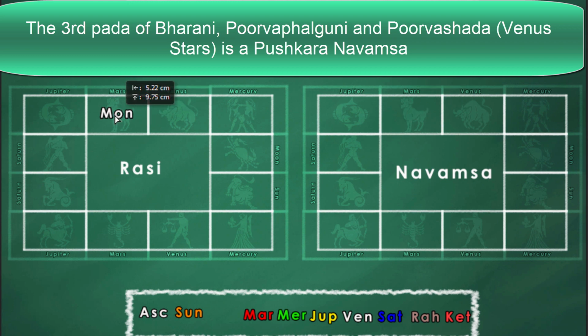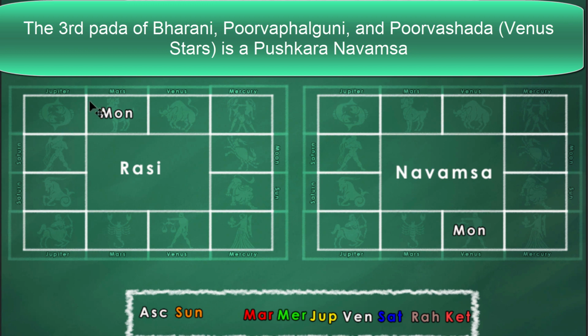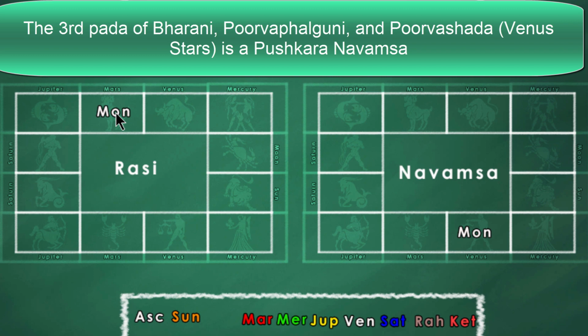The moon, if it happens to be in Bharani third pada, which is a Pushkara Navamsa, then in the Navamsa it has to be placed somewhere in this place, and the counting starts from this as the first Navamsa. So this is Ashwini 1, Ashwini 2, Ashwini 3, Ashwini 4, Bharani 1, Bharani 2 and Bharani 3. Now this is a Pushkara Navamsa. So this actually means if anybody has any graha in the Rashi chart in this place, Aries or Mesha, then in the Navamsa chart, the same graha here is found in this place, which is in Tula Navamsa or Libra Navamsa, then this is a Pushkara Navamsa. So now let's do the remaining two stars, Poorvaphalguni and Poorvashada.